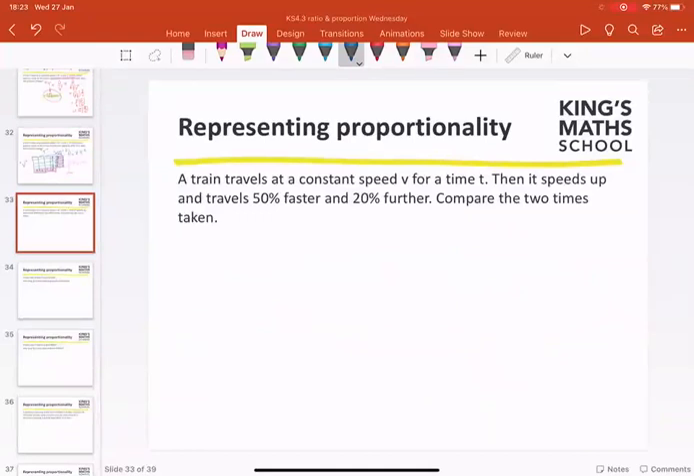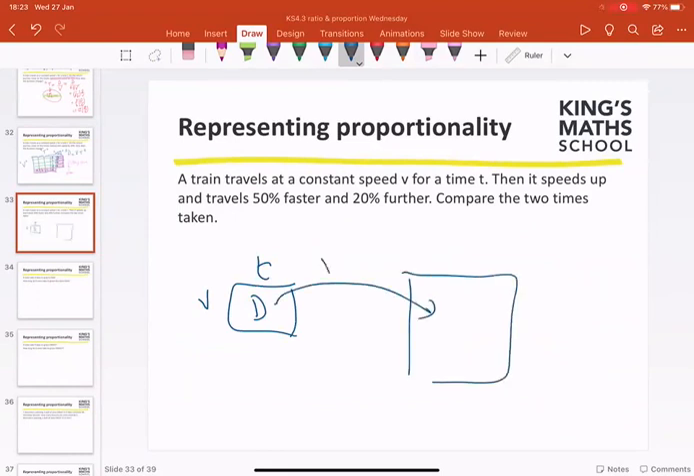And then you've got something sort of similar. Now what have we got? So we've got, again, a train traveling. So we've got a V and a T, which gives us a D. Now what happens? So the D gets 20% bigger, so 1.2. And the V gets 50% bigger, so 1.5.